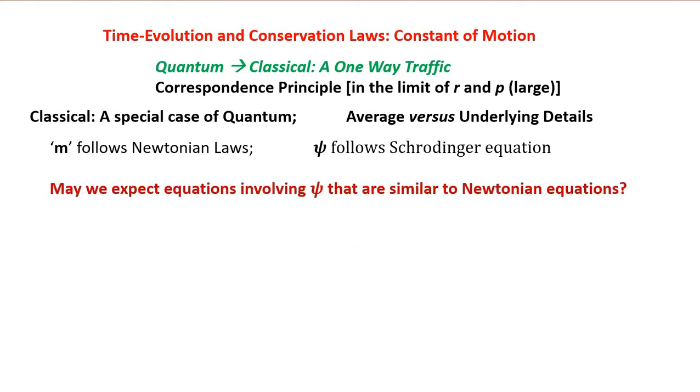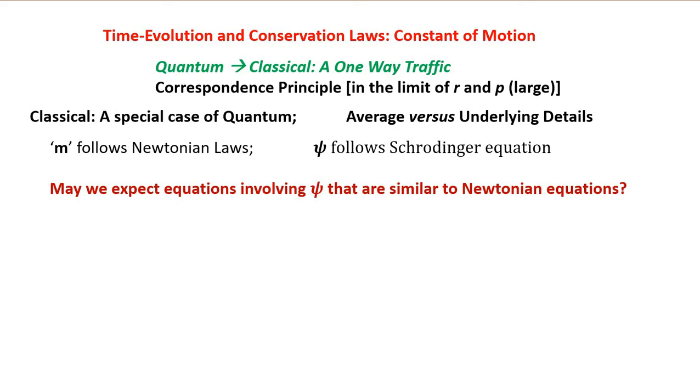So the question now arises, parallelly, Newton versus Schrodinger: if a one-way traffic from quantum to classical is possible, may we expect equations involving psi that are similar to Newtonian equations? If you are claiming the superiority of quantum, that it gives you back the classical result, that means in the classical domain it follows the Newtonian equations. So starting from psi and psi-related equations, you should be able to reach something like Newtonian equations, at least like Newtonian equations, not exactly the Newtonian maybe.